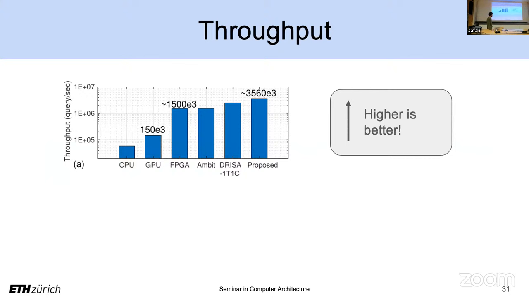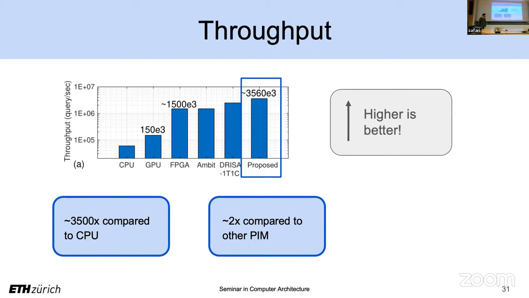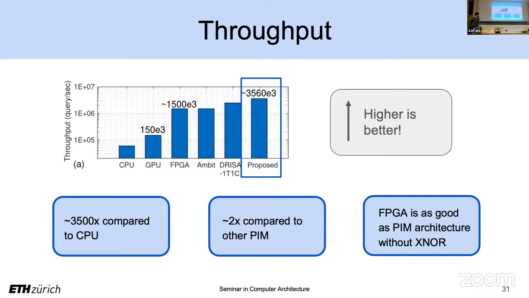So for the throughput, higher is better. And now a few comments. So here you see this impressive X compared to a CPU, which, as I said, is not super representative of the quality of a PIM architecture. Then you have approximately 2X compared to other PIM architectures. And this is mainly because this aligner, the architecture, is more specialized than other ones. So it's exactly tailored to this application with this XNOR gate here. And you perhaps may notice that the FPGA is as good as MBIT and almost also as DRISA, which says actually, if you don't have the specialized gate, then your application is as good on an FPGA.